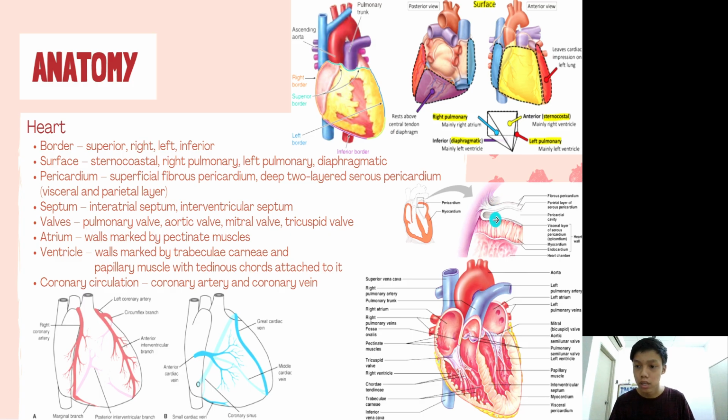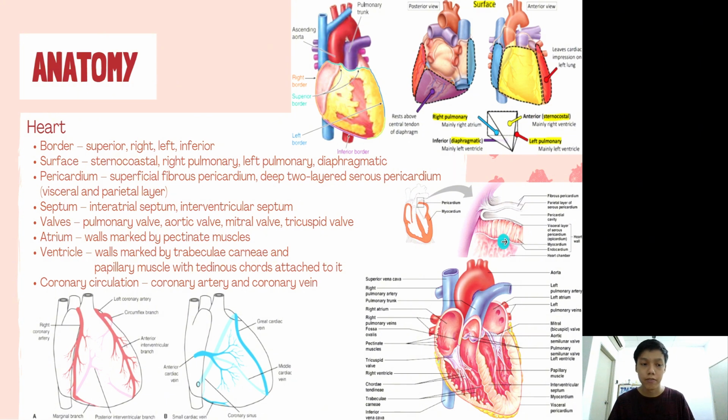Now, the heart wall is made out of three layers also. The first one is the visceral layer of the serous pericardium, which is the epicardium, and the myocardium has the cardiac muscle, and the endocardium is the endothelium lining.